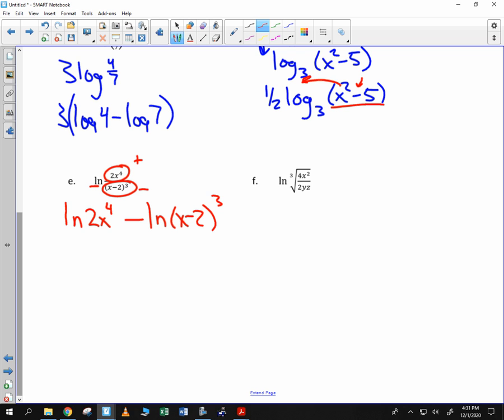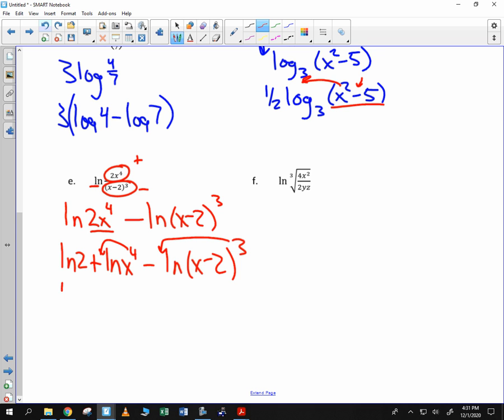Notice now that you can separate this with multiplication. Some people want to pull the 4 out front. Well, you can't because the 2 is not being taken to the 4th power. It's just the x. So first we must separate the 2 and the x to the 4th. So natural log of 2 plus natural log of x to the 4th minus the natural log of x minus 2 cubed. Now I can dump the 4 out and I can dump the 3 out. And I have the natural log of 2 plus 4 natural log of x minus 3 natural log of x minus 2. And that's that.